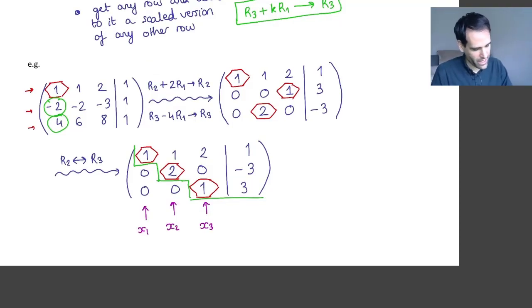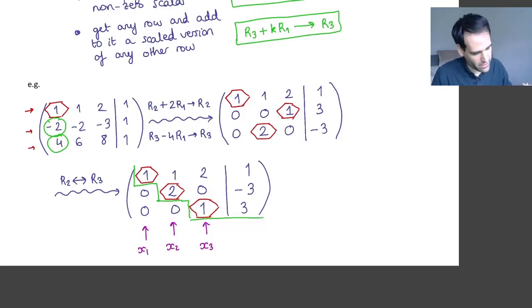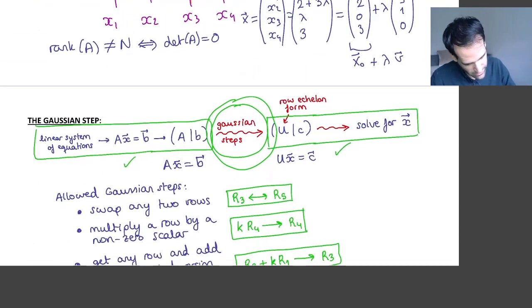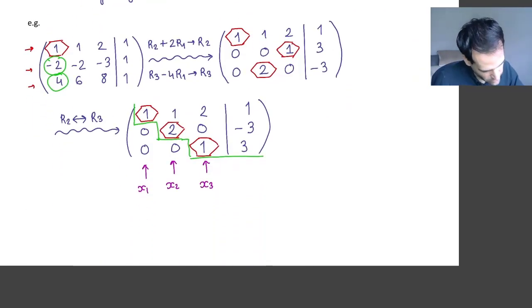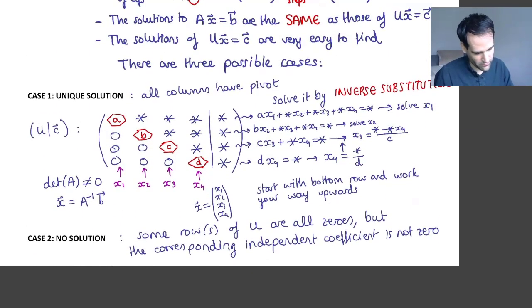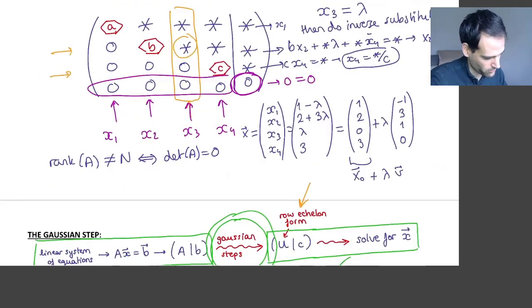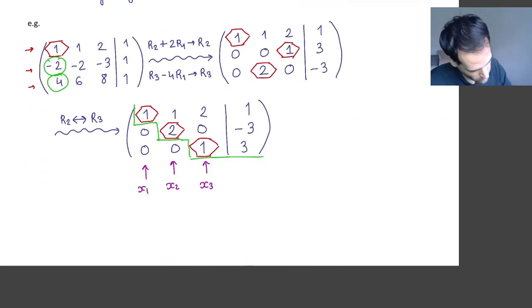So now we have this augmented matrix in row echelon form, and therefore the next step would be to solve for x, as I showed you earlier. In this case we have 3 pivots. The 3 columns have a pivot, so we are in case 1. There is a unique solution, and we solve it by inverse substitution. So let's do it.